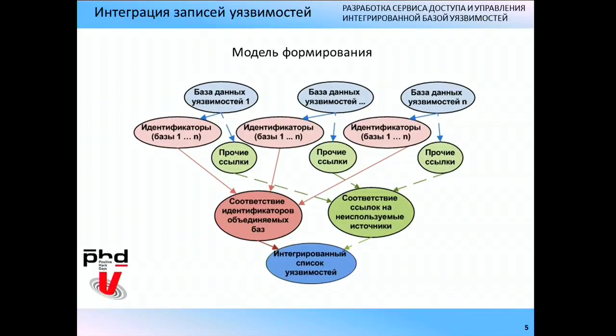In this slide, we have a model of integration, made on the reference links from different bases one to another. Those are identifiers of the used bases and other links. And we have cross-references, primary and secondary. And then in the future we get in the output an integrated list of vulnerabilities.